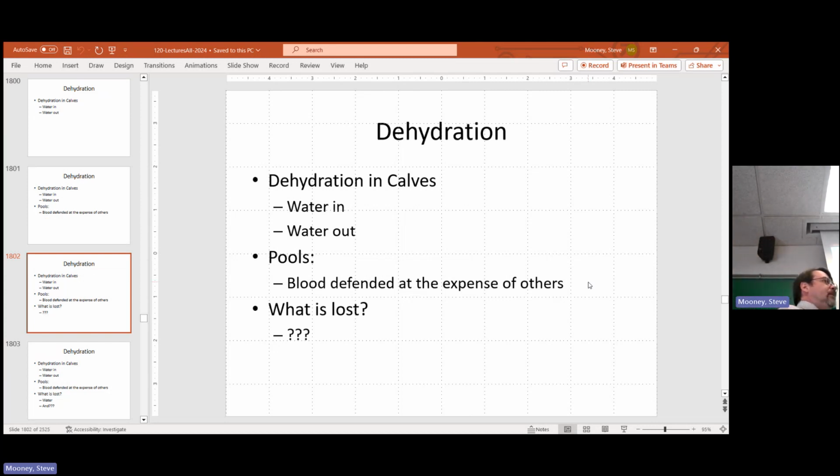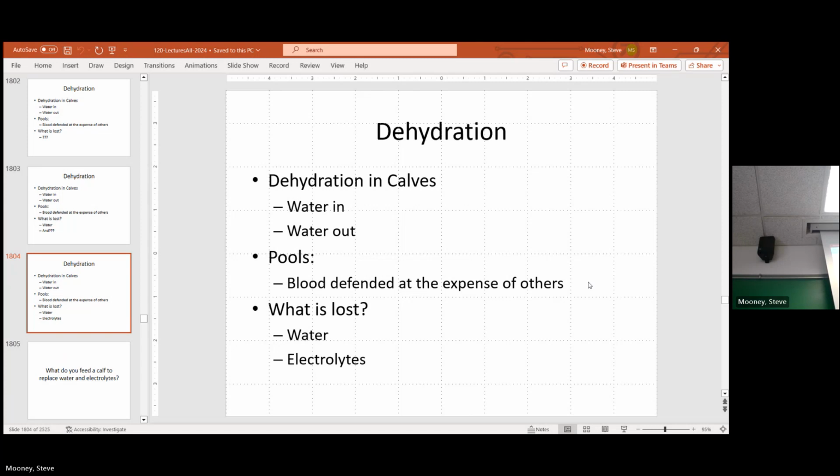What are we losing? Going to lose water. What else? Electrolytes. Water and electrolytes. So if we're going to rehydrate that animal, we have to get water and electrolytes into their body. Just water is going to mess them up. So we need to get electrolytes as well.